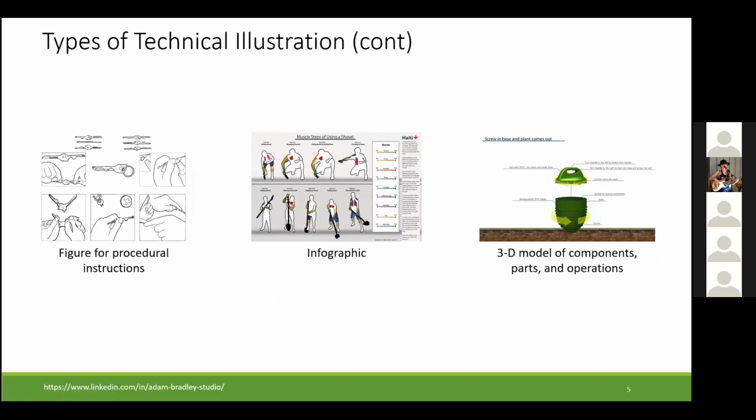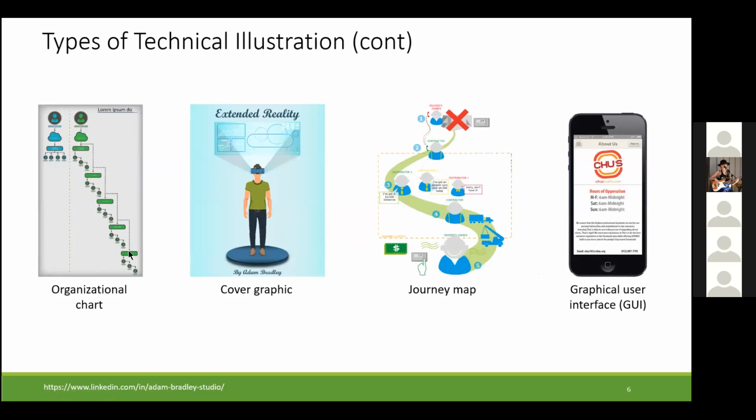This kind of is really nice. You can do this also in a video, or you can do this in written format as well. But with this drawing, you quickly at once get a glimpse of what you're trying to show, and you can create a storyboard or a time lapse. You can do infographics, able to visually represent something really quick. And then you can end up using 3D models, components, and parts to show operations and how things actually work. And then additional ones, you can create organizational charts, cover graphics, journey maps, or even graphical user interfaces for apps.